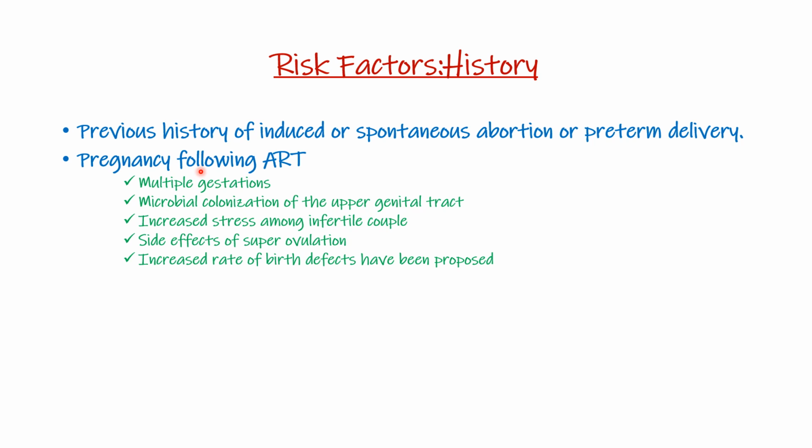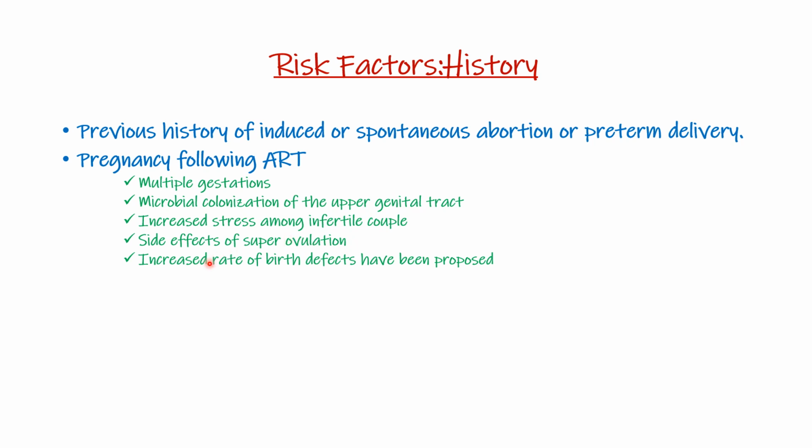In these types of pregnancy, you have a higher risk of having multiple gestation. And if you remember what we said, this will predispose to increased uterine distension, which is one of the pathways that will cause preterm labor. In addition to that, you'll also have increased risk of microbial colonization of the upper genital tract, which will later lead to inflammation, which will later lead to preterm labor. And there is usually increased stress among the infertile couple, so our pathway, the maternal to fetal HPA axis, which later will result in preterm labor.